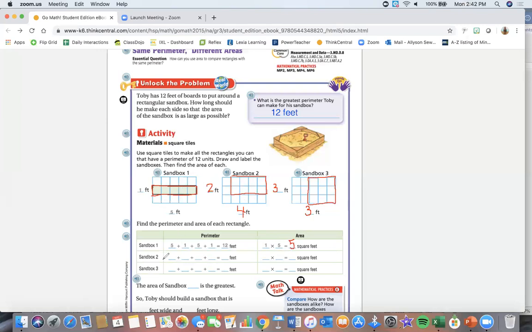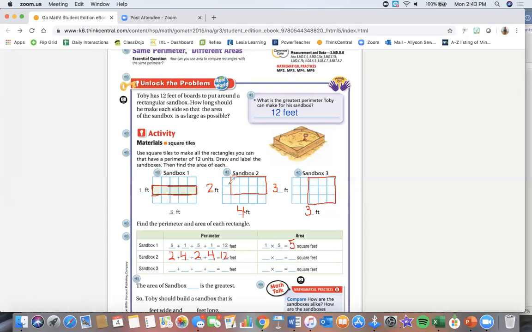Sandbox 2 here is 2 feet by 4 feet. So 2 plus 4. And we know this side is also 2. We just didn't write it. And this side is 4 because opposite sides in this shape are the same length. So 2 plus 4 is 6, and then 2 plus 4 is 6. So 6 plus 6 is 12. I was jumping ahead of myself and doing multiplication.